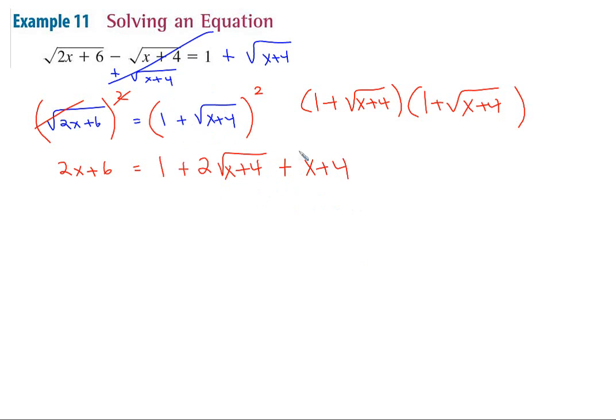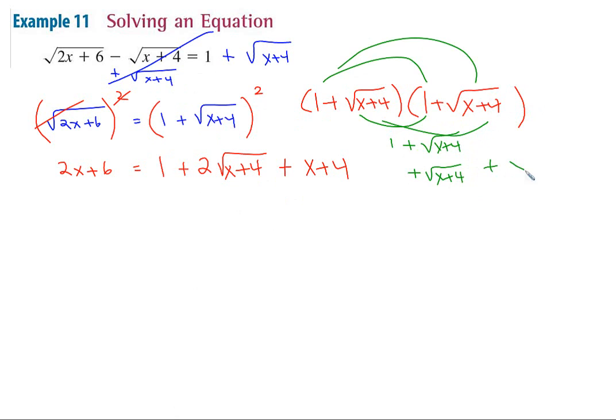Now, if you're not comfortable following that pattern, or if you didn't know it, or you forgot it, just write this out twice and work it out. 1 times 1 is 1. Multiply here, that's positive radical x plus 4. Multiply here, that's another positive radical x plus 4. And multiply here, that gives you plus x plus 4. So you end up with 1 plus 2 radical x plus 4 plus x plus 4. Same thing as this.